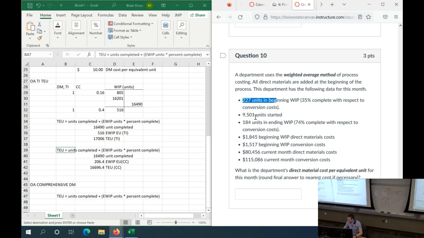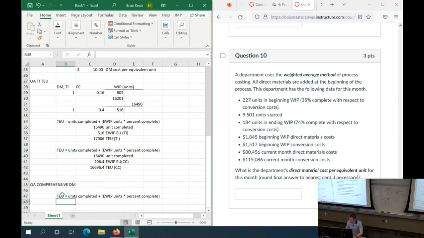Gave me the standard 3, beginning WIP units, units started, and ending WIP units, and the percent complete with respect to conversion costs. Oh, and look, also there's a rule. Looks like direct materials are added at the beginning of the process. Oh, we're looking for direct materials, so this is going to be important. This rule means that all ending WIP and beginning WIP are 100% complete with respect to direct materials. If nothing else, just memorize that fact. When you see this, it means all the beginning and ending WIPs are 100% complete with respect to direct materials. I could have just as easily written 35% complete with respect to conversion costs, and 100% complete with respect to direct materials, but I want you to interpret the rule to do that.